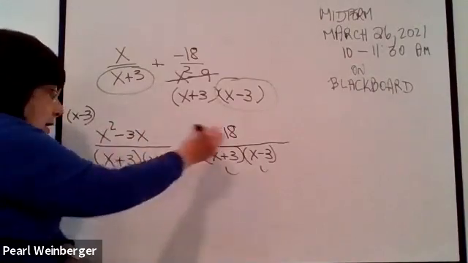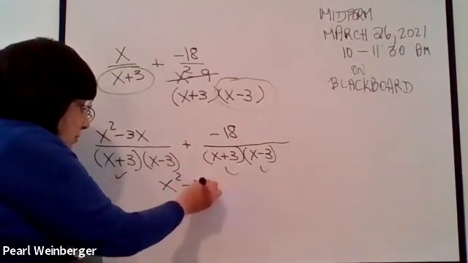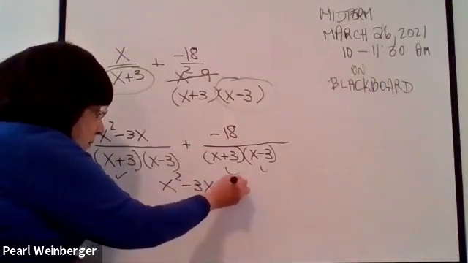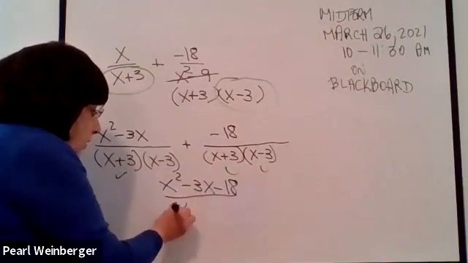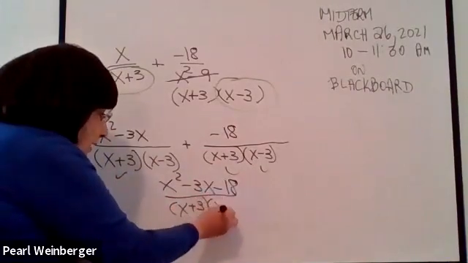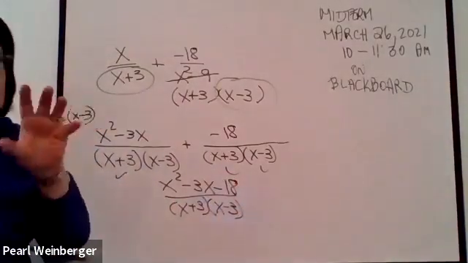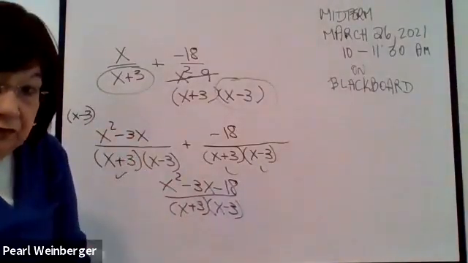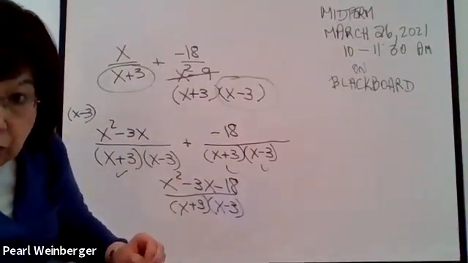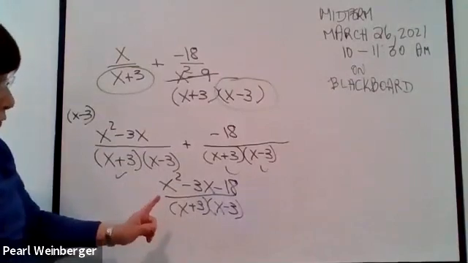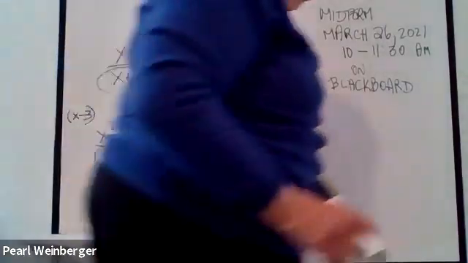We take and combine all the like terms, x squared minus 3x and a plus a negative 18, which gives you minus 18, and put it over the common denominator of x plus 3 and x minus 3. And I've done all the addition or subtraction of the fractions, but we always want to try to get our answer in lowest terms. So in order to get it into lowest terms, I have to see, can I factor the numerator? So I'm going to go over here.